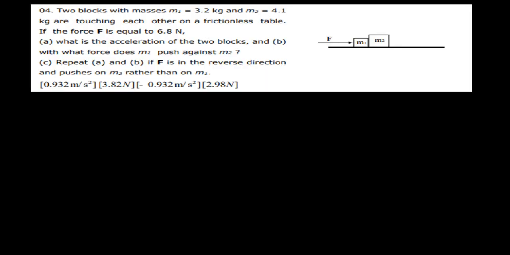Okay, let's solve the last question. So now we are saying two blocks with masses m1 equal to 3.2 kg and m2 equal to 4.1 kg are touching each other on a frictionless surface. Now that is very important information. On a frictionless table, if the force F is equal to 6.8, what is the acceleration of the two blocks?